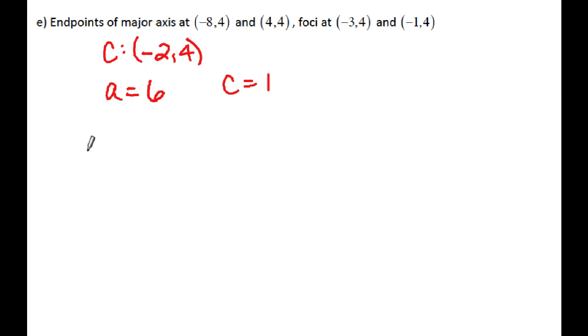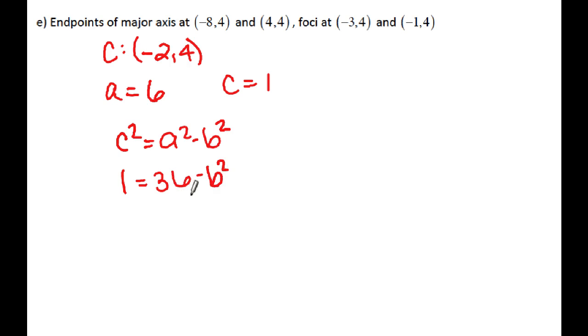So I know the foci, I have C, I can use this formula, C squared equals A squared minus B squared, to be able to solve for B, which is what we need to write the equation. My C is 1, so 1 squared is 1, equals A squared, which is 36, minus B squared. Subtract 36 from both sides. Divide both sides by -1, and you get B squared equals 35.